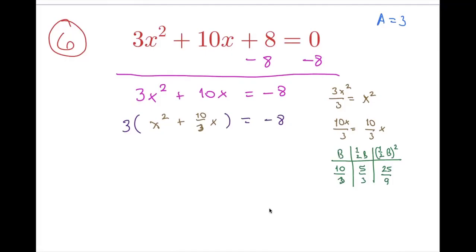So now we're going to add that 25 over 9 to both sides of the equation. So I'm going to circle it. And so now we're going to start off by putting it on the left side into the parentheses.